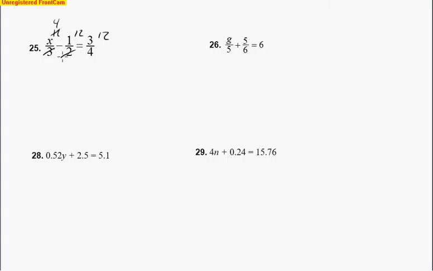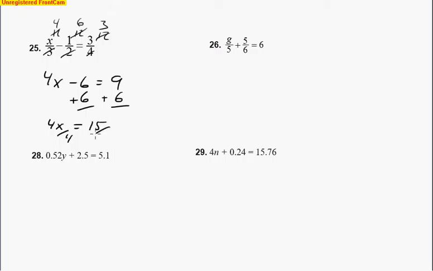So 2 goes into 12, we have 6 times. 4 goes into 12. I have 3 times, and then multiplying across gives me 4x minus 6 equals 9. So now it's just a two-step equation with no fractions. And I think you'll make fewer errors if you have it this way. So we have 4x equals 15. Dividing by 4 gives me my answer.